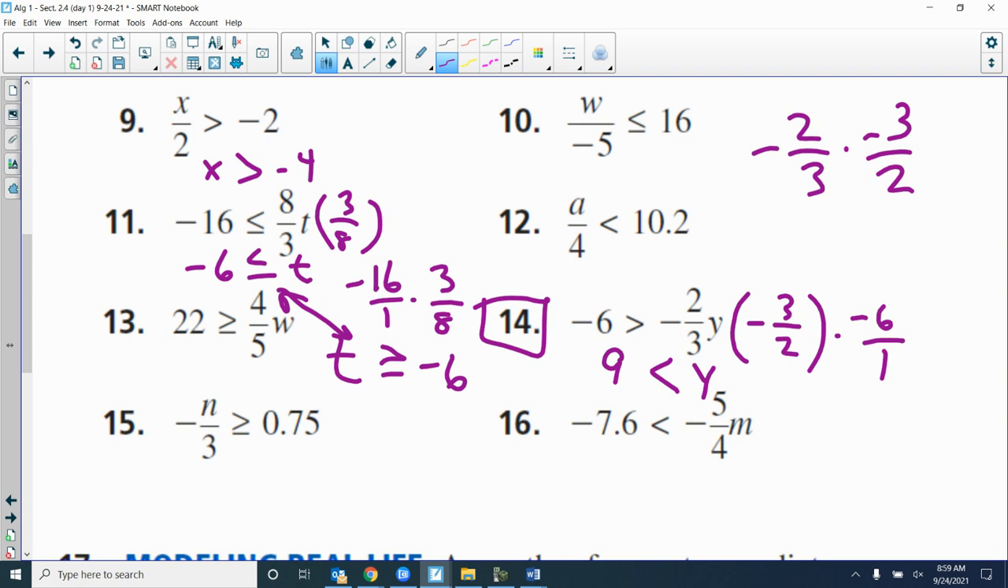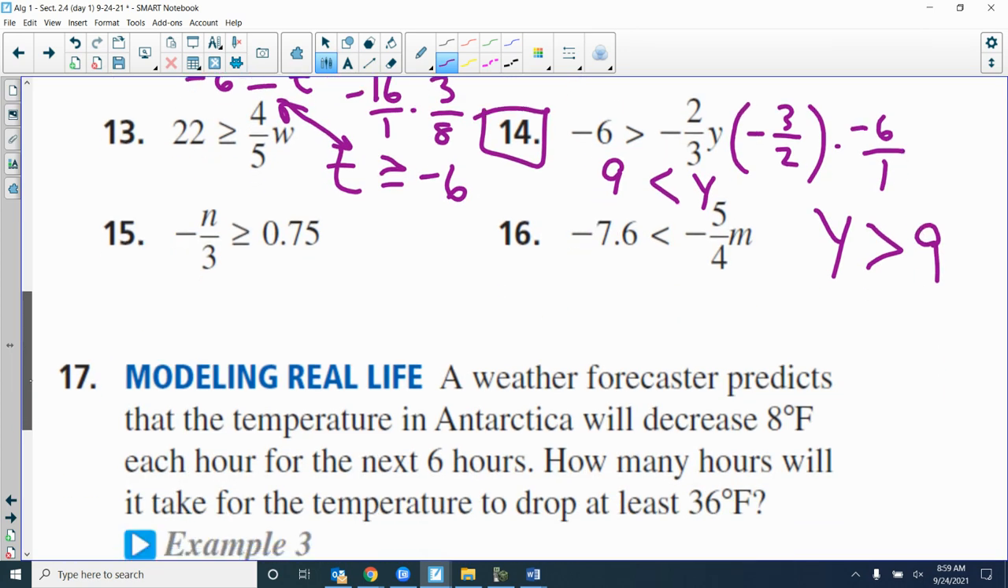All right. Y is greater than 9. So I would write that y is greater than 9, and graph it. Open circle going to the right. All right. How about, okay.